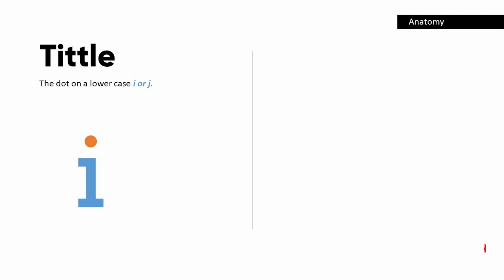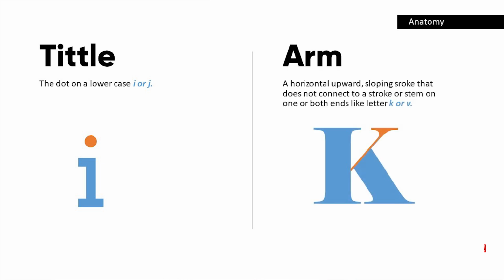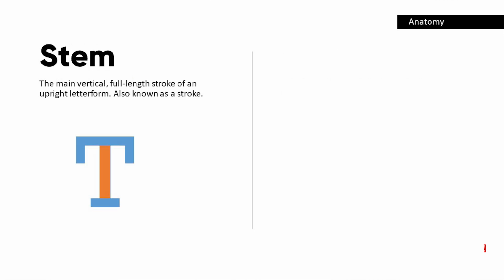Thank you. So we also have tittle. Now this is the dot on a lowercase i or j. On a lowercase i or j is called a tittle. Then we also have ham, a horizontal upward sloping stroke that does not connect to a stroke or stem on one or both ends like letter K or V. That's the ham.